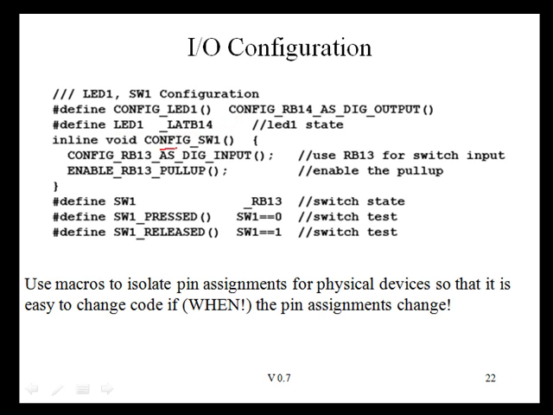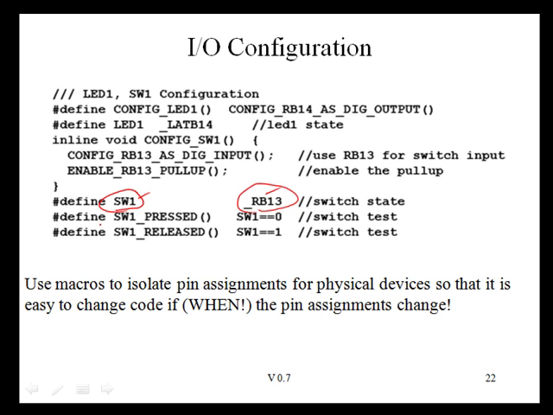This macro here, CONFIG_SWITCH1, is going to be an inline function consisting of 2 lines. The first line is going to configure RB13 as a digital input, and then we're going to enable RB13's internal pull-up resistor. Finally, we're going to want to be able to read the RB13 state, so we're going to define SWITCH1 as _RB13. So if we use SWITCH1, we're essentially testing the state of the input RB13.